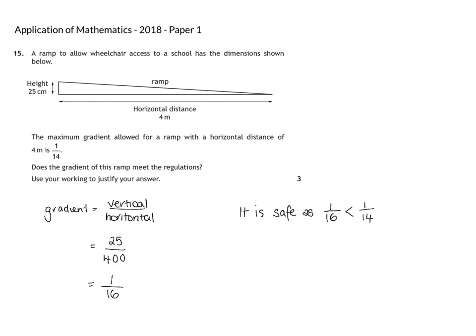Right, so our marks here are first one for changing and realizing that we have to have it either both in meters or both in centimeters. And then we get 1 for stating the gradient. So 1 in 16. Actually, 25 over 400 gets you the mark as well. You don't need to simplify at that point. Our third mark is for stating yes, because the 1 over 16 is less than 1 over 14.